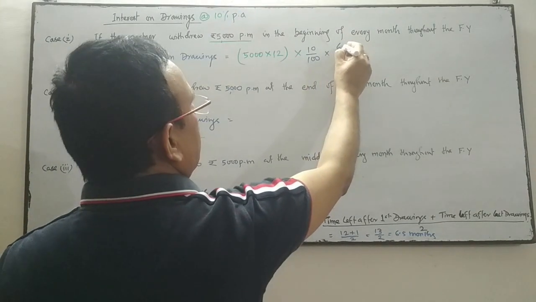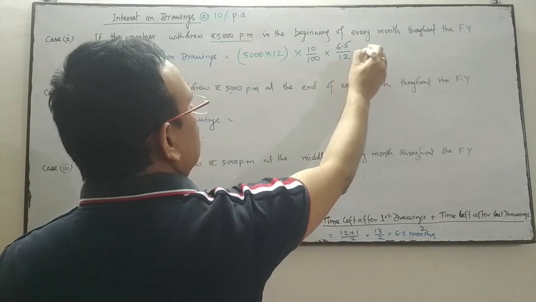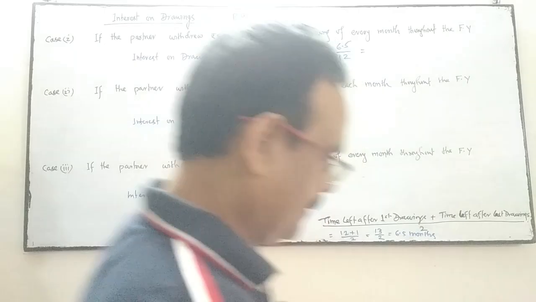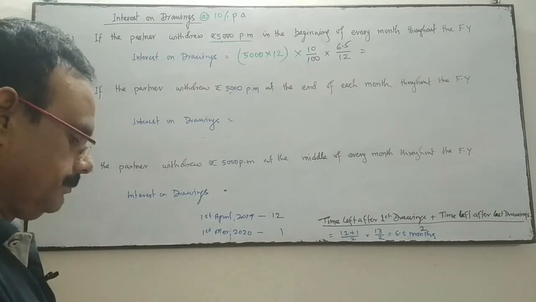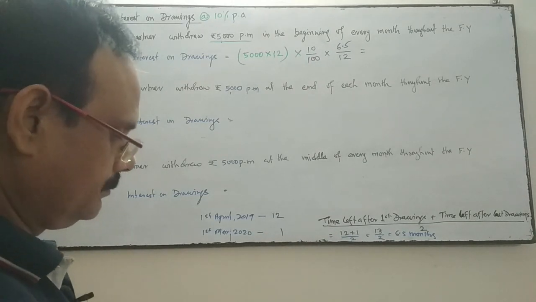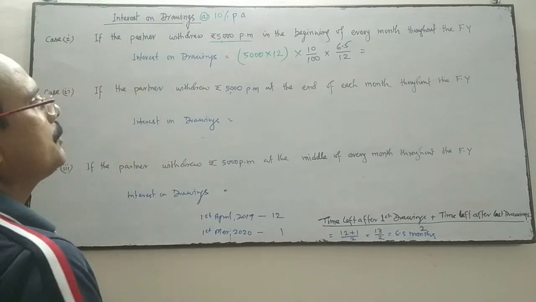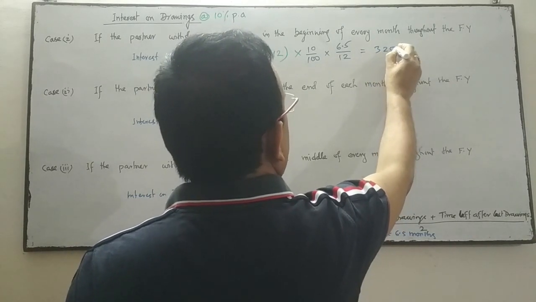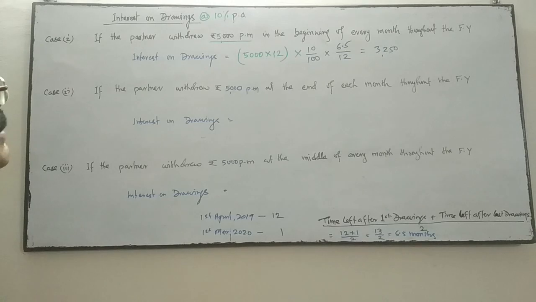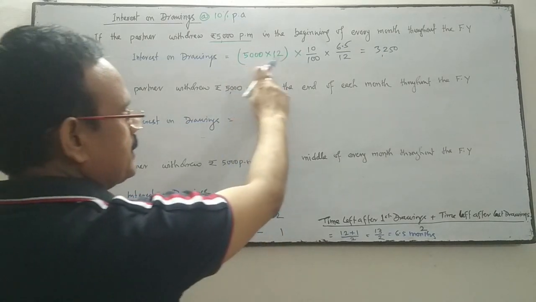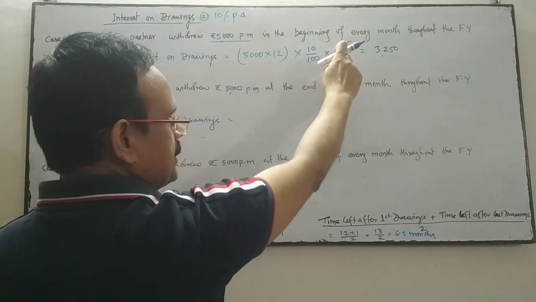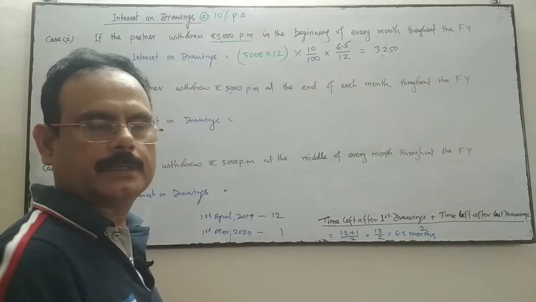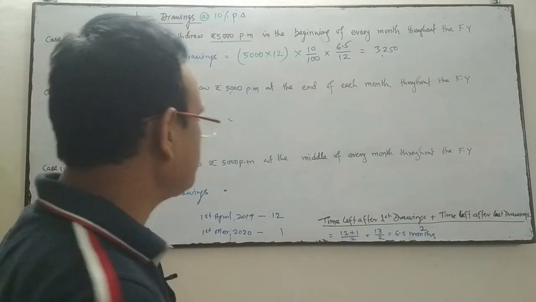So, 6.5 upon 12. 60,000 into 10 upon 100 into 6.5 upon 12. The interest will be 3,250.